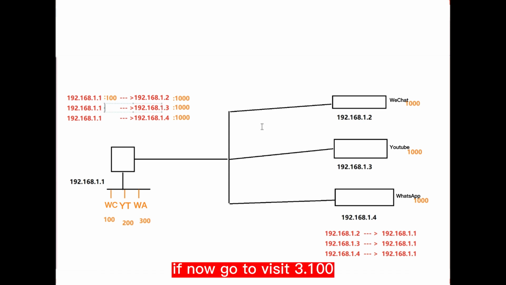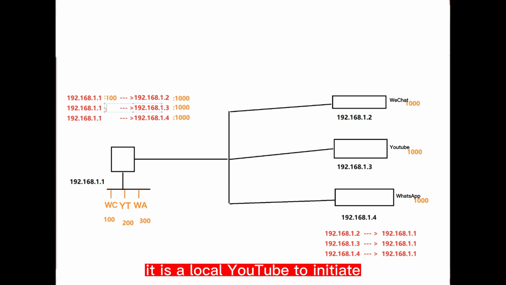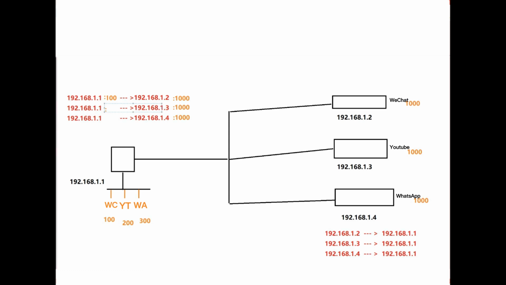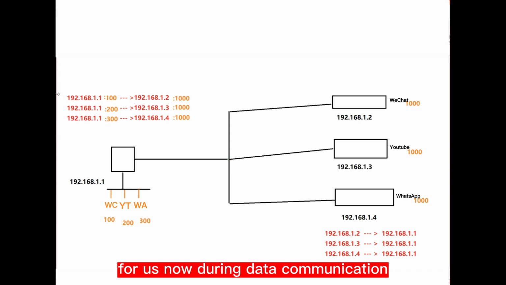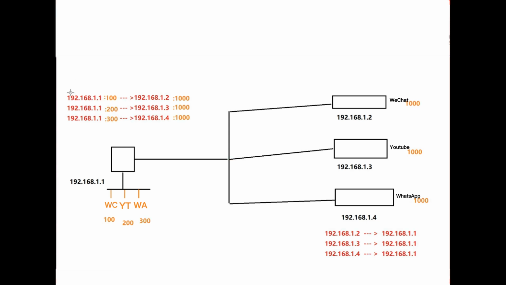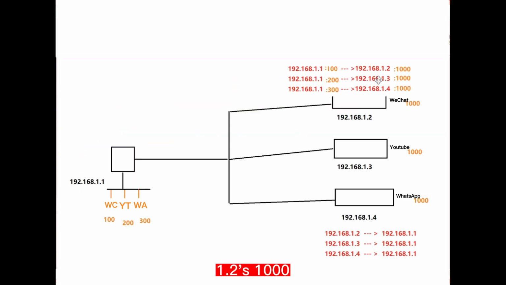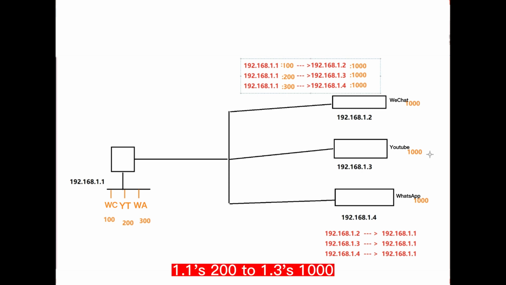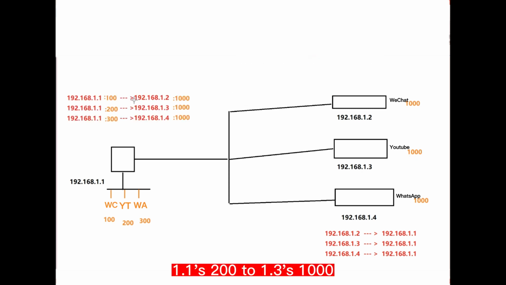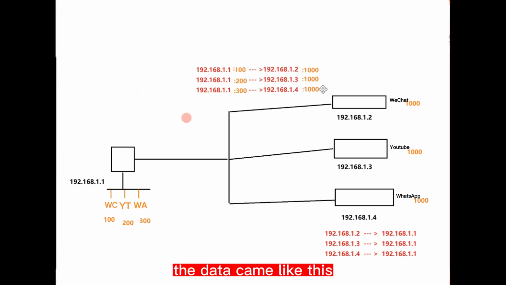If we now go to visit 3.100, it is a local YouTube initiating, that is port 200, to visit here. Further down is port 300. During data communication, when data is sent, that's how it's sent: local 1.1's port 100 to find 1.2's port 1000, and 1.1's port 200 to 1.3's port 1000. The data came like this.